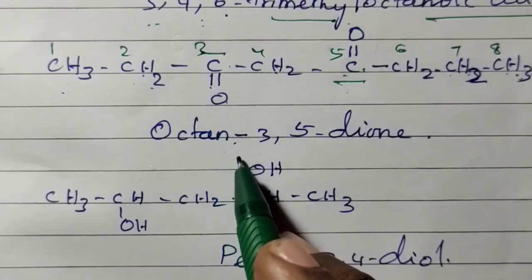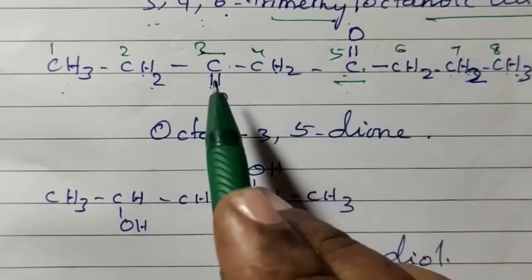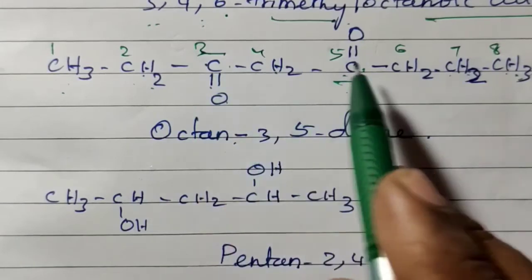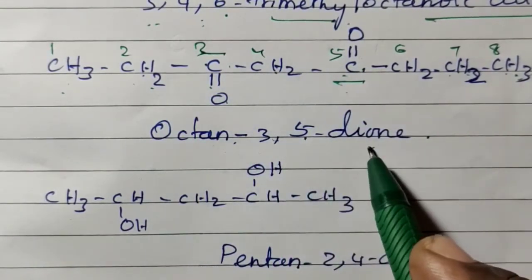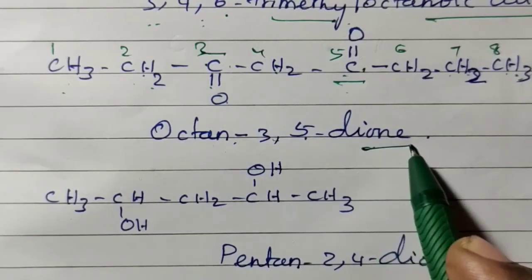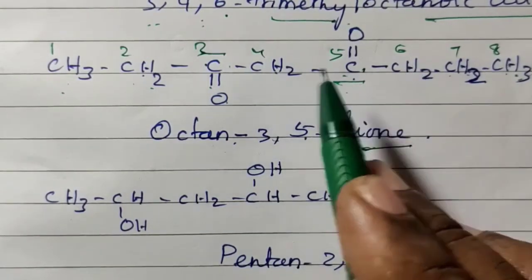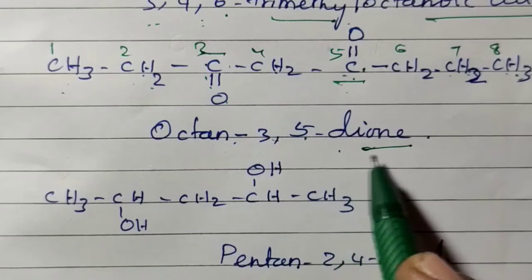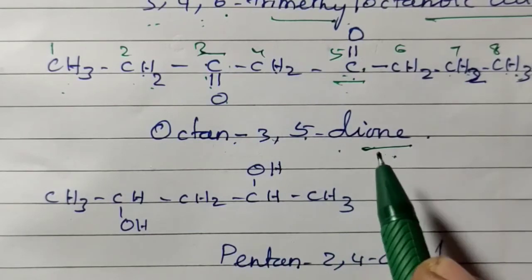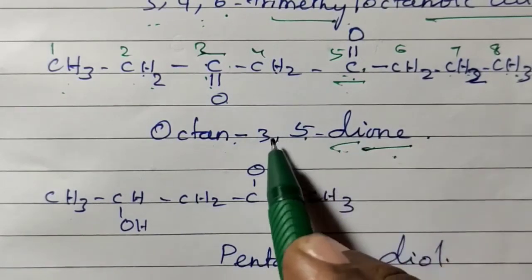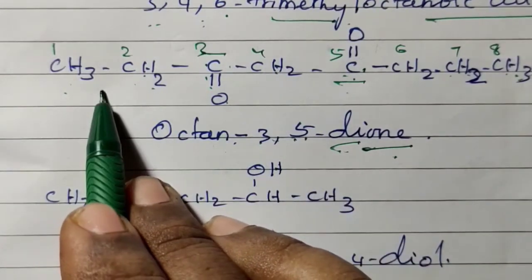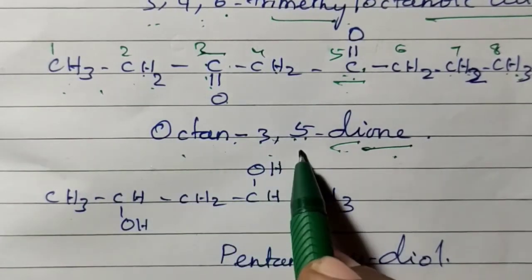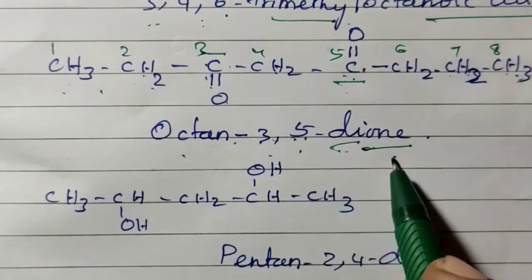So 8 carbon atoms means normally we will write octane. Remove that last E. Instead we have to add the third carbon atom and fifth carbon atom, that is 3, 5. The ketone group is present. Ketone means we have to write ONE. But since it is present in 2 positions, we have to write dione. This di indicates it is repeating in the 3rd position and 5th position. So the IUPAC name of the given compound is octane 3, 5 dione.